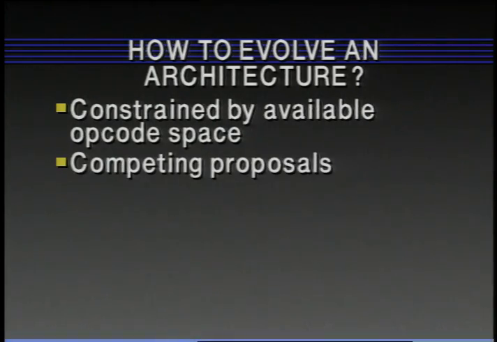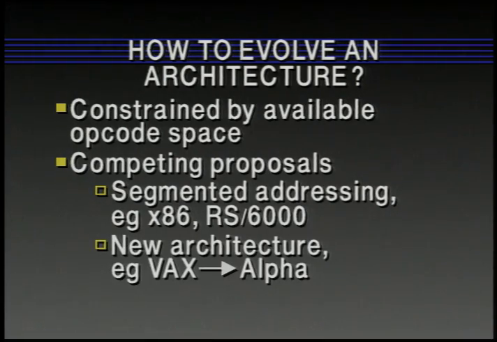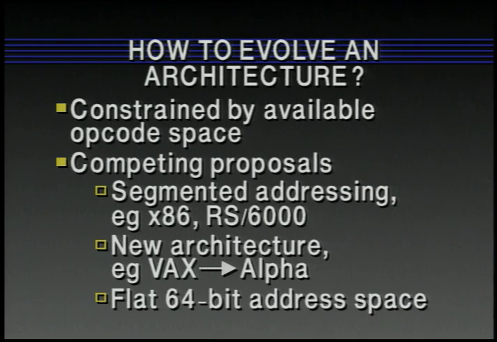We had a number of competing proposals for how to extend the address space, for example. One thought was to use a segmented addressing scheme. The Intel x86 architectures, the IBM RS6000, for example, use this type of scheme. Another approach was to completely throw out SPARC and start over with something new. An example of this trend is going from the VAX architecture to the Alpha architecture. One of the things we also wanted to do was to come up with a flat 64-bit address space if possible. So many of these different proposals were under consideration.